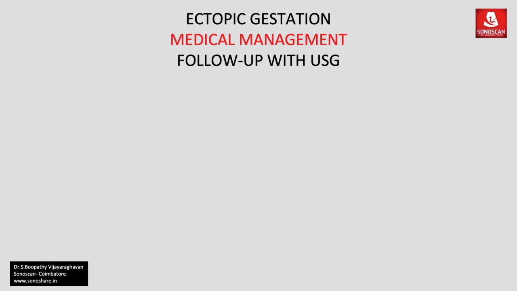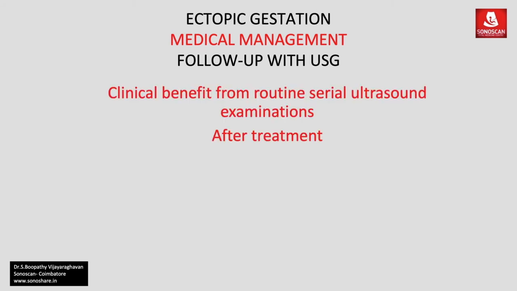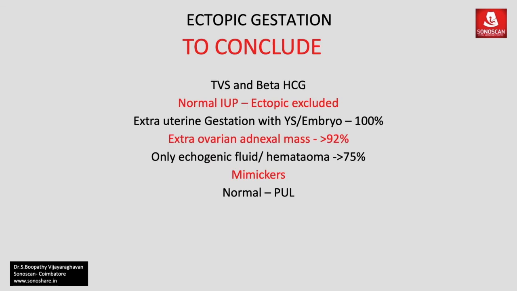Patients who do not have timely access to a medical institution, and during medical management, follow up with ultrasound. The clinical benefit from routine serial ultrasound after medical treatment is uncertain. If the endovaginal scan is normal and you don't see intrauterine pregnancy or extrauterine pregnancy, then it is a pregnancy of unknown location, PUL, and you should do a repeat beta HCG, and depending upon the beta HCG ratio, manage accordingly.